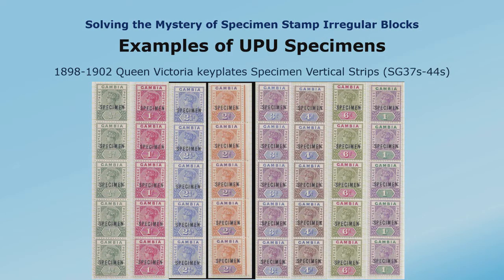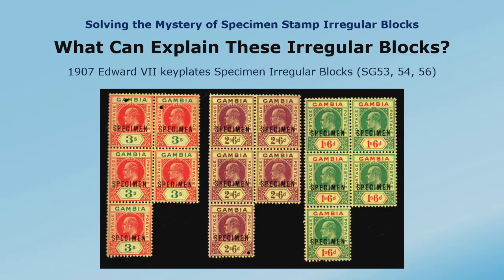And here's an example of just that. Here's an example from the 1898 Queen Victoria key plate that I showed a bit earlier. But here you see them in their original distribution form of 5 stamps for each of the 8 different denominations. So that's what you're going to see, either at most a horizontal strip of 3 or a vertical strip of 5. So then the question becomes, how did that happen? Why would that have happened?